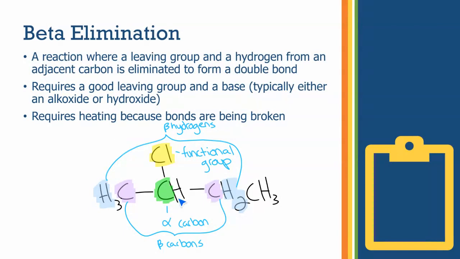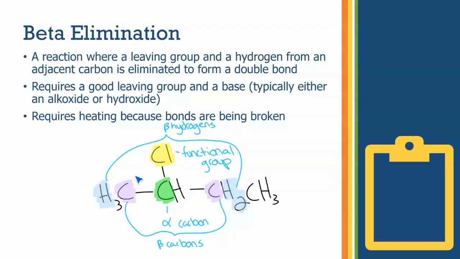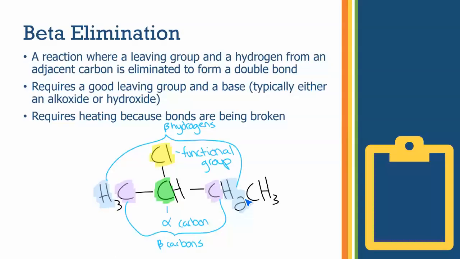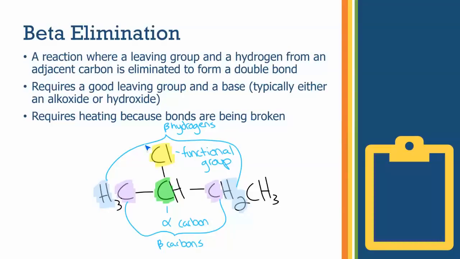And here I have a compound, this one in green. This is the alpha carbon because it has the functional group attached to it, and the chloro group is the functional group. The ones in purple beside it are the beta carbons, which are connected to the alpha carbon. And then the hydrogens on the beta carbons are called beta hydrogens. These beta hydrogens are the ones being eliminated, as well as the functional group.